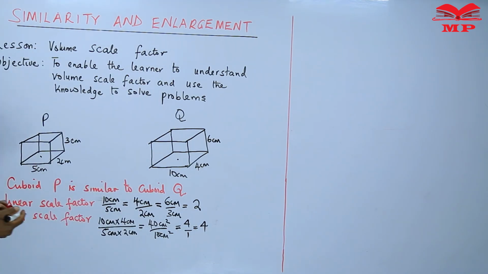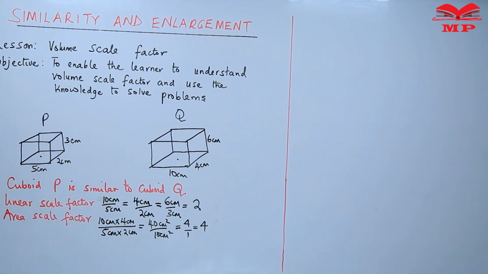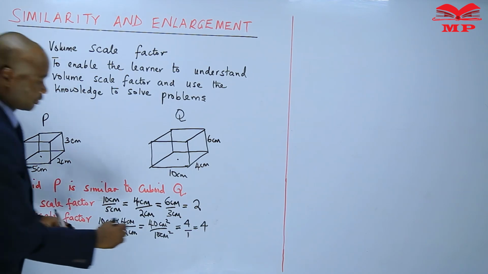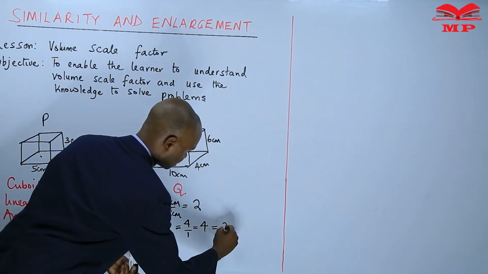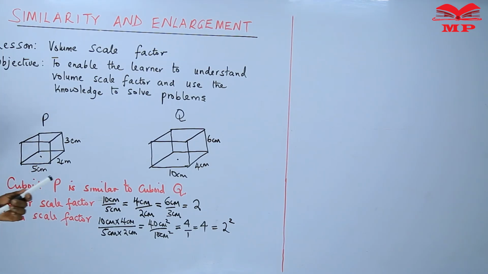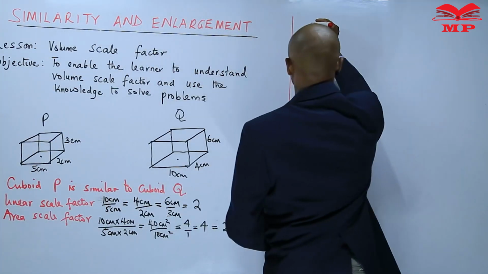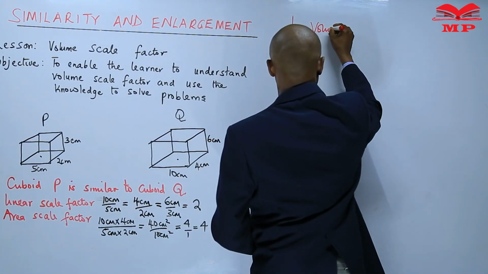In the earlier lesson, we learned that if the linear scale factor is any number, the area scale factor is the square of that. So it's the same as 2 squared. We can also come and have the volume scale factor.